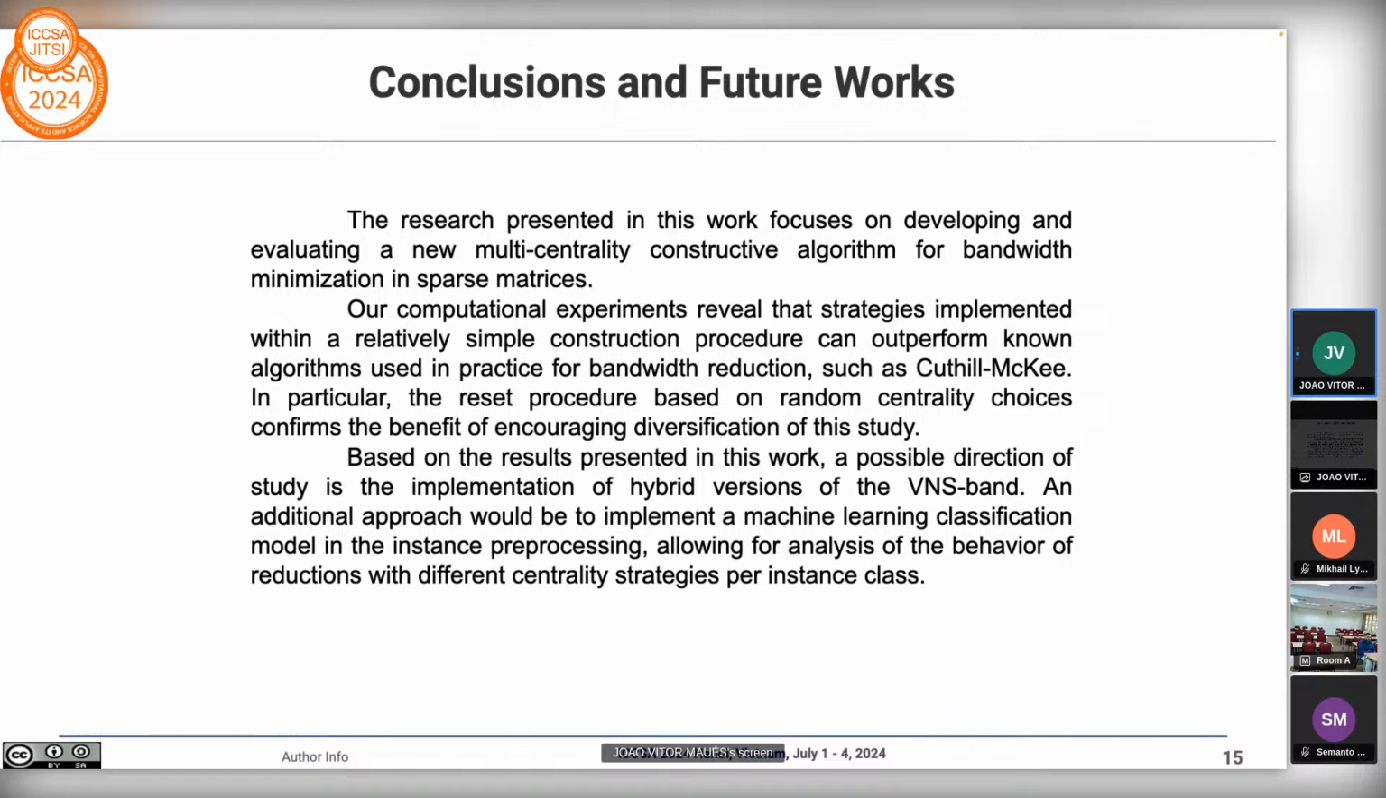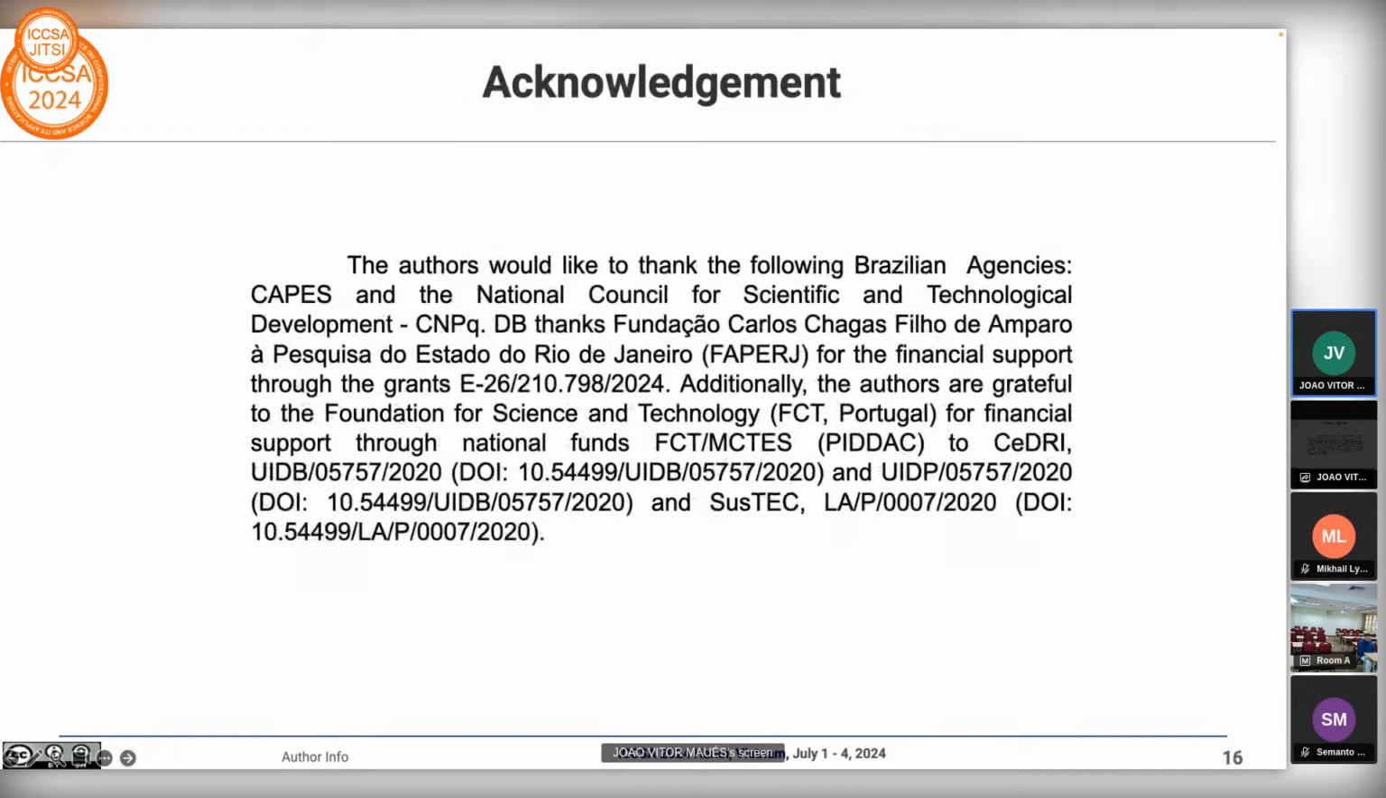Based on the results presented in this work, a possible direction of study is the implementation of hybrid versions of the VNS-band. An additional approach would be to implement a machine learning classification model in the instance preprocessing, allowing for analyzing the behavior of reduction with different centrality strategies per instance classes.